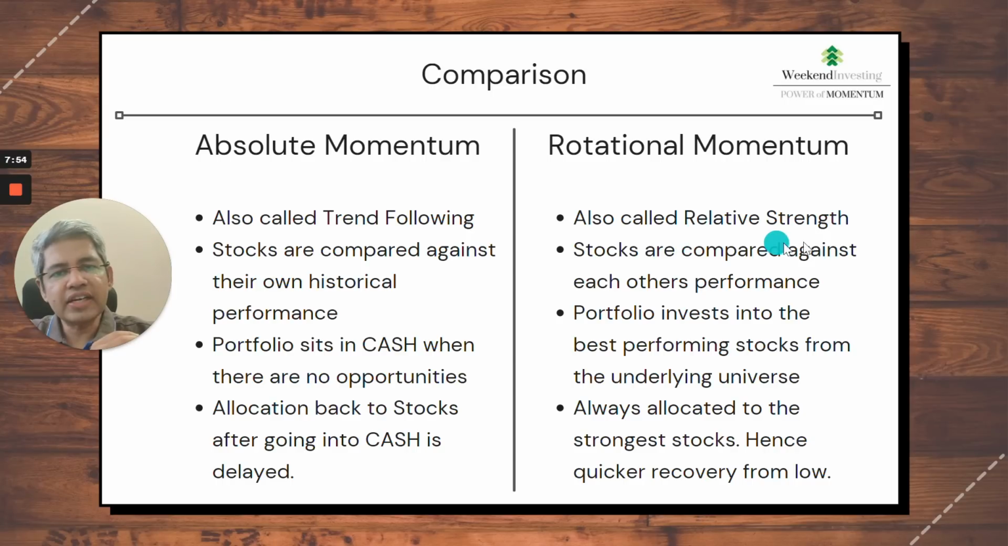It's not called relative strength, but relative momentum. Sorry about that. The stocks are compared against each other's performance, as I said. So as the name suggests, it is relative to each other, and the stocks keep rotating.